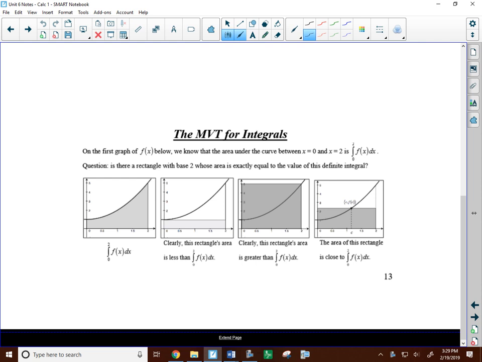Okay, let's talk about the MVT for integrals, the mean value theorem for integrals. Now, if you remember, there was one for derivatives. It said essentially the AROC equals the IROC at least once on a closed interval as long as the function was continuous and differentiable. Continuity implied the differentiability as well. It was the one where we drew this and said, well, right there and right there, the slope of the tangent line was equivalent to the slope of the secant line.